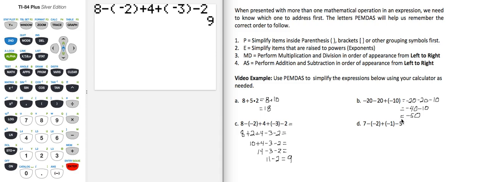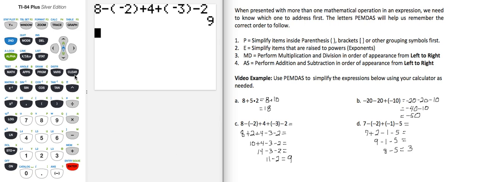Let's go on to the last one here. Again, I'm going to resolve these signs first. So 7 minus a negative 2 becomes plus 2, plus a negative 1 becomes minus 1, and then minus 5 stays the same. Going from left to right, 7 plus 2 is 9, minus 1 minus 5. 9 minus 1, or 9 subtract 1, is 8 minus 5. And 8 minus 5 is the final result of 3.